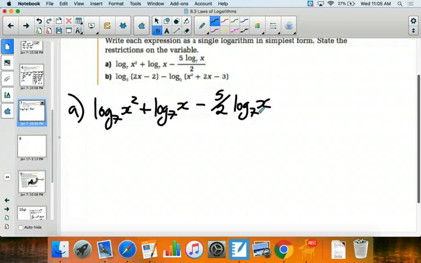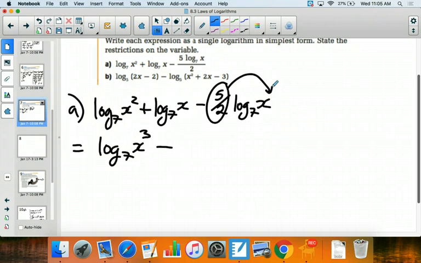Right, multiplying something by 5 and then dividing it by 2 is the same as just multiplying the whole thing by 5 over 2. So again, we're just applying these laws. These first two terms are being added and have the same base, so I can multiply them. So this would turn into log of x cubed base 7. And with this now as the coefficient, I can apply the power law and turn it into the exponent. And now this is log x to the power of 5 over 2 base 7.